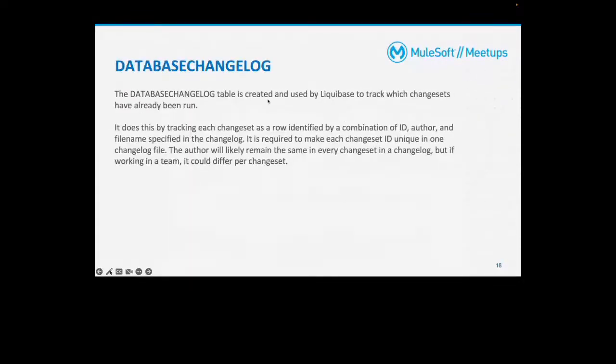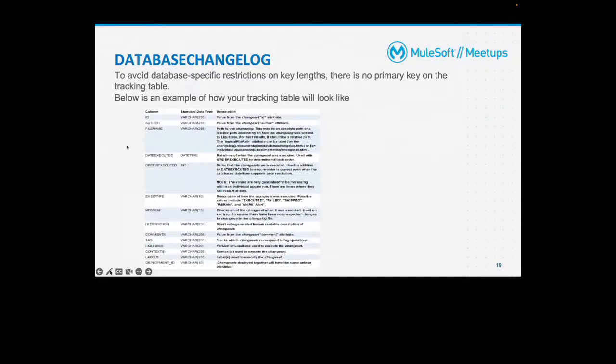The first table is created and used by Liquibase to track which changes have already been run. It does this by tracking change sets. There will be three columns: ID, author, and file name. With this combination of three, it identifies whether this script has been run or not. Here you can see this is the table which will be created automatically. The first is ID, so we maintain some ID like 1, 2, 3. Then we mention the author name, who has written that script, and then we have a file name. We have a few more columns also, like date executed, order executed, and execution type. We will come to these columns later.